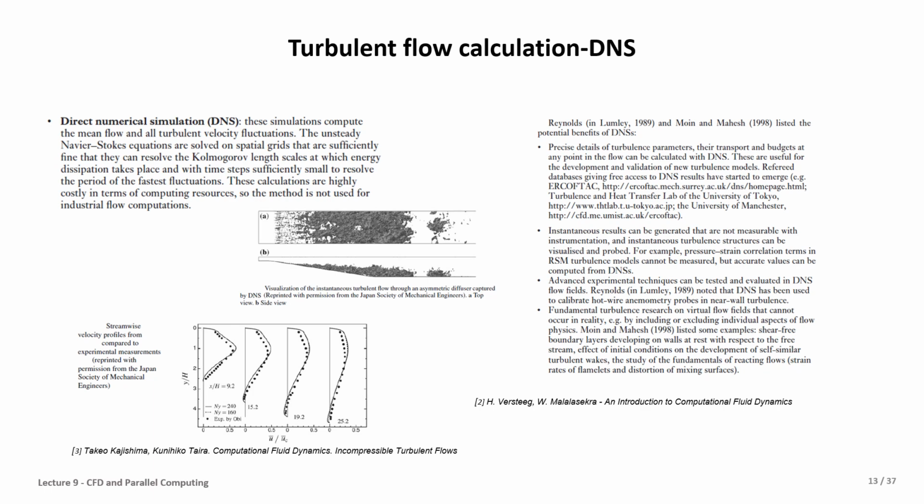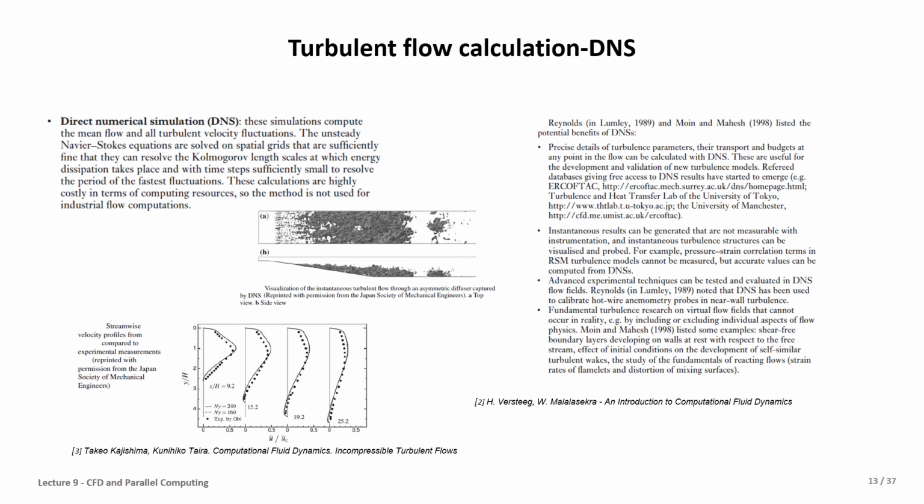As we said before, we can see an example of DNS and how well it matches the experiment, especially for high Reynolds number turbulent flow. Also, there are some statements regarding the benefits of DNS, which are specified by Moin and Reynolds.